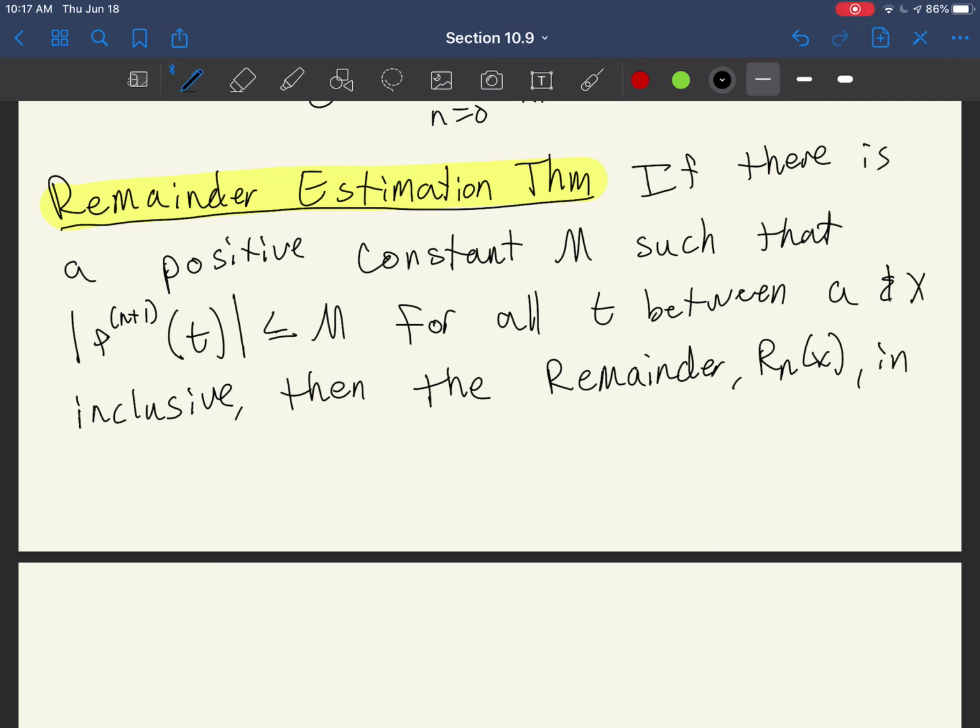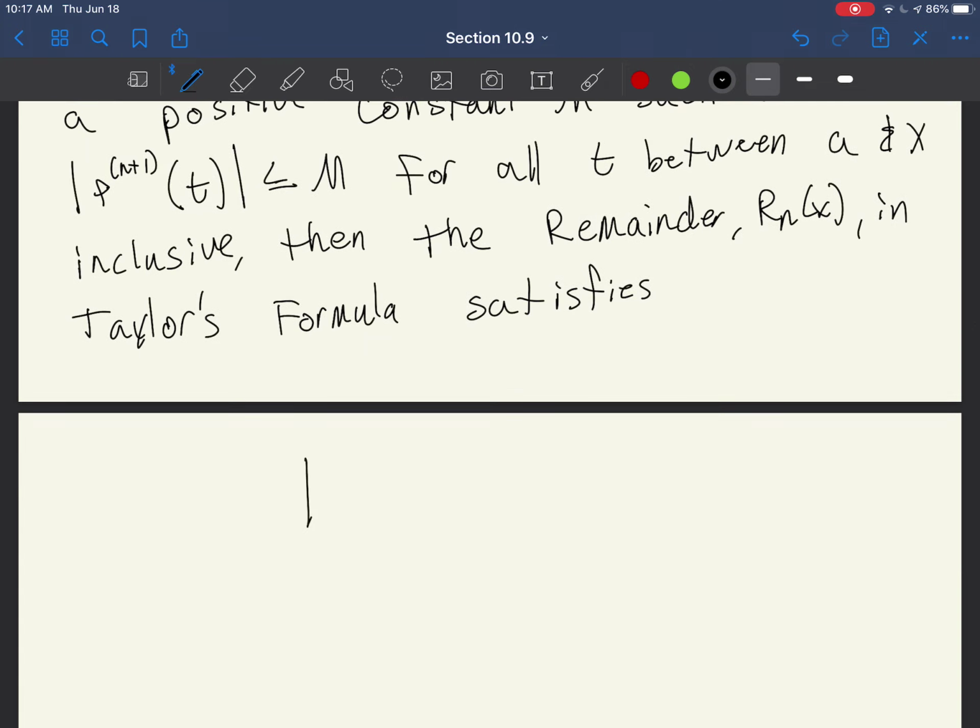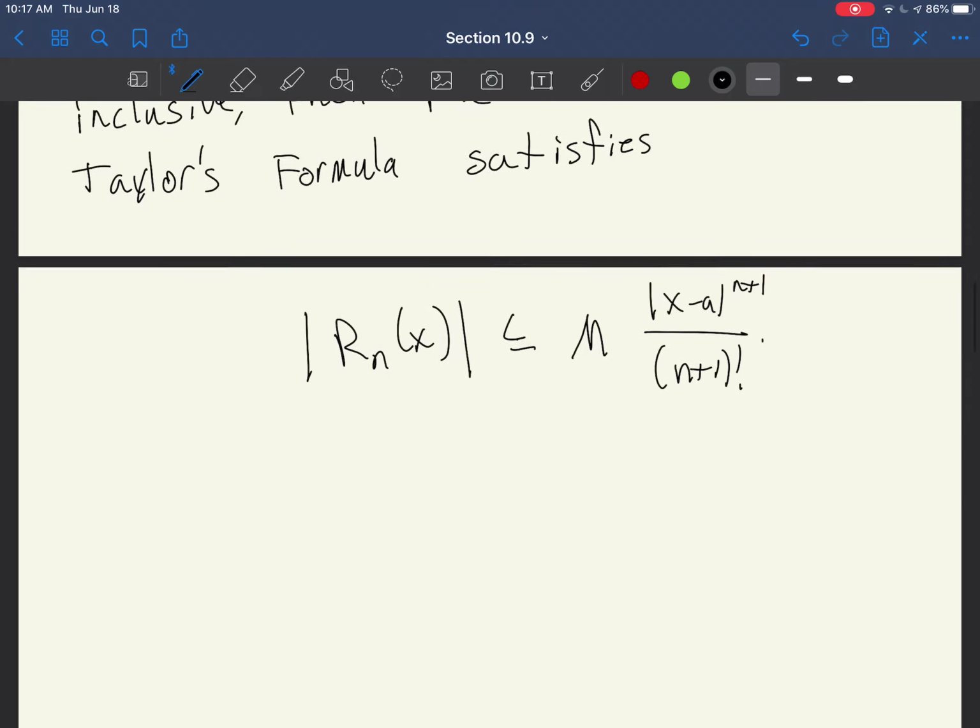then the remainder, which we labeled Rn of x, in Taylor's formula, satisfies the inequality: the absolute value of Rn of x is less than or equal to m times the absolute value of x minus a to the n plus 1 divided by n plus 1 factorial.